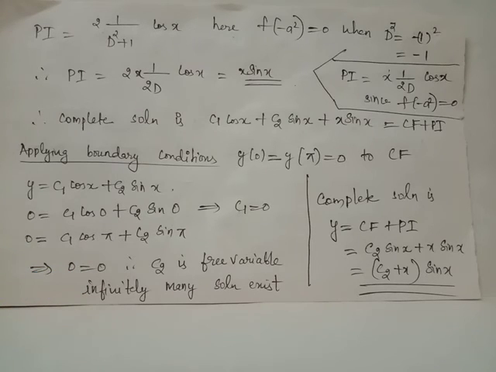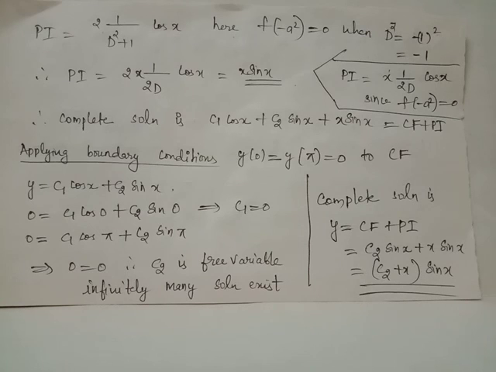Thus, c2 is found to be a free variable. Infinitely many values are possible for c2. Even then, this equation remains satisfied. This is a case of existence of infinitely many solutions. Applying the boundary conditions, we obtained the conclusion that c1 equals 0 and c2 is a free variable.